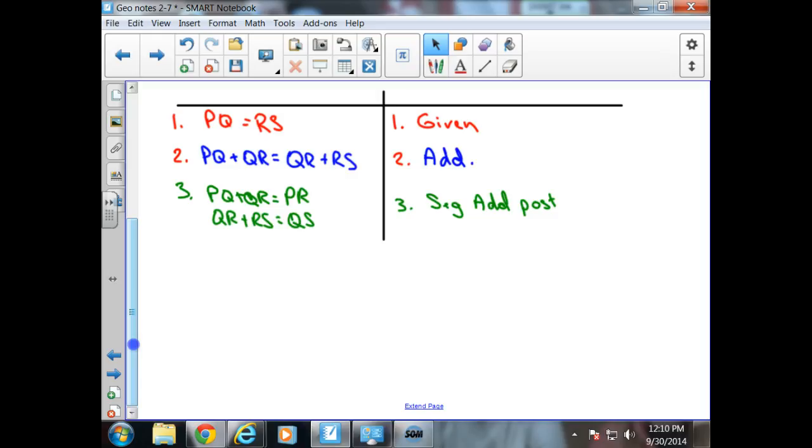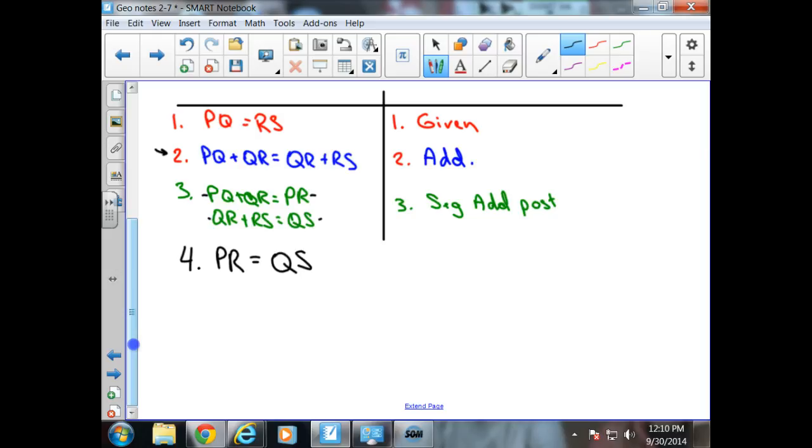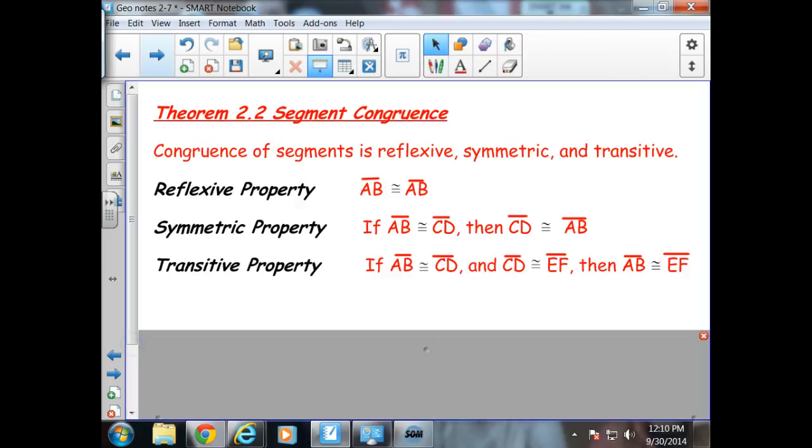All right, so from there, it's pretty simple. We know from right here that this and this are equal to each other, so we can transform and say that this and this are equal to each other. So PR has to equal QS because of substitution. All right, and that's pretty much it. So we go on to the next one.